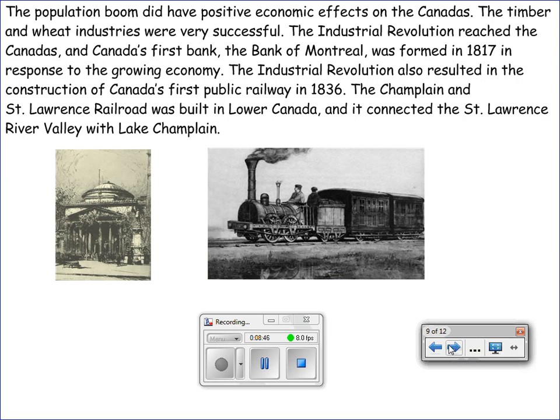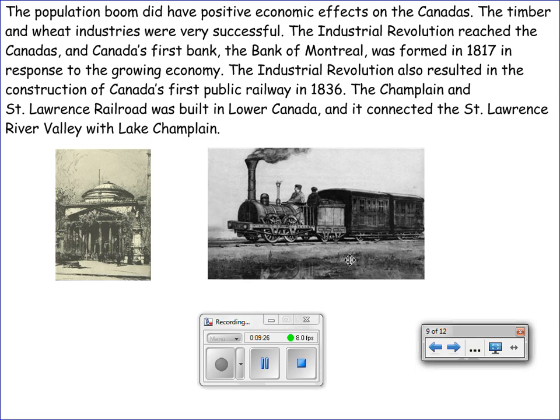The population boom did have positive economic effects on the Canadas. The timber and wheat industries were very successful. The Industrial Revolution reached the Canadas, and Canada's first bank, the Bank of Montreal, was formed in 1817 in response to the growing economy. The Industrial Revolution also resulted in the construction of Canada's first public railway in 1836. The Champlain and St. Lawrence Railroad was built in Lower Canada, and it connected the St. Lawrence River Valley with Lake Champlain.